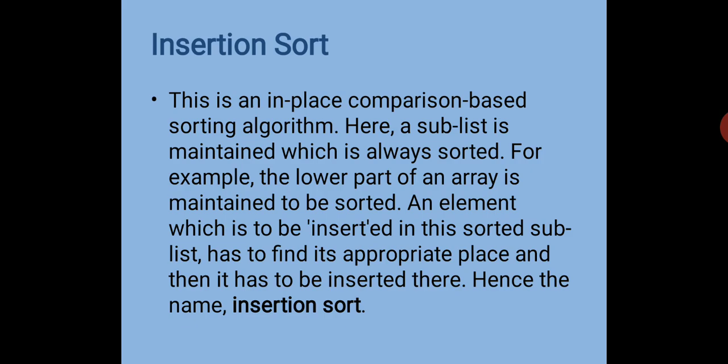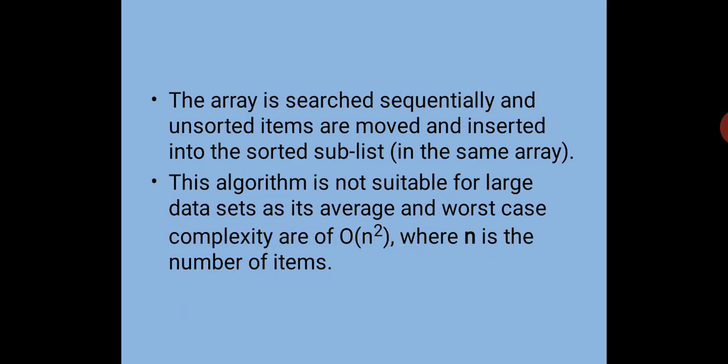An element which is to be inserted in this sorted sublist has to find its appropriate place, and then it has to be inserted there. So what you do, you look at this sorted sublist, you find an appropriate place, and then you insert it there. So the name is insertion sort, right? You are already inserting in the sorted sublist. The array is searched sequentially and unsorted items are moved and inserted into the sorted sublist.